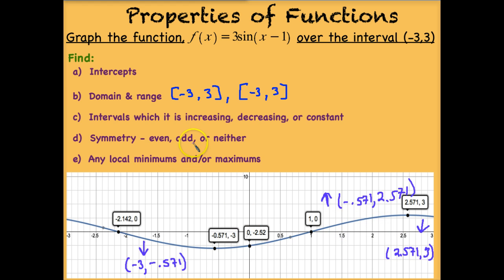How about symmetry? Well, we know it's definitely not even because if I fold this, I'm not going to get a mirror image of this side over here. How about odd? Well, if I take and I flip this upside down, does it look the same? You can see that it's close, but not quite. So this is neither. Finally, we get to our local minimums and maximums, which we've already identified earlier as here is a local minimum and here is a local maximum.